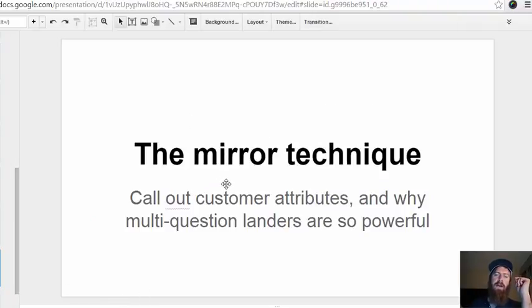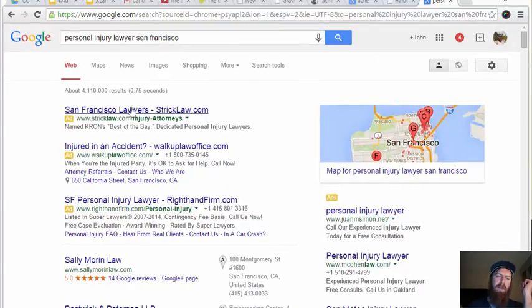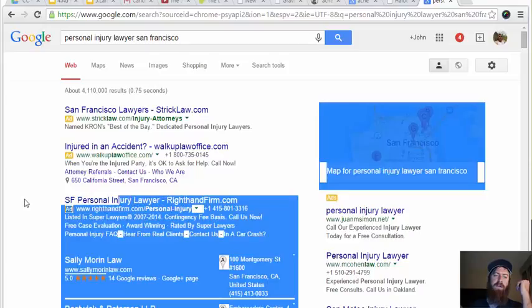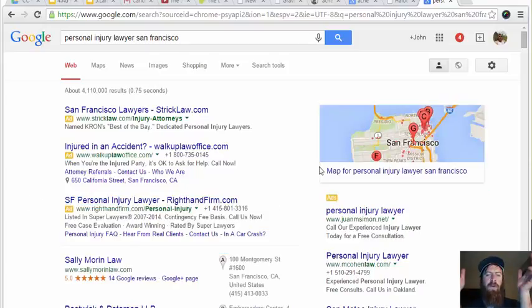The mirror technique. This is important because if you call out customer attributes, they're much more likely to work with you. This is very evident here: people are saying San Francisco lawyers, San Francisco personal injury lawyer. If you're looking for a lawyer in San Francisco, you want people to call out that attribute. You don't want to work with a lawyer in Marin County, for instance, which is a different area. You want somebody that's local, that can connect with you in that way.